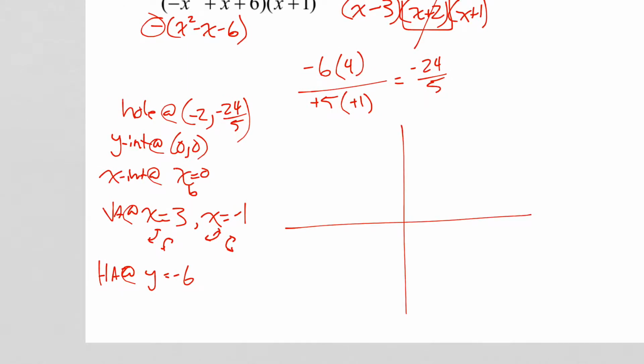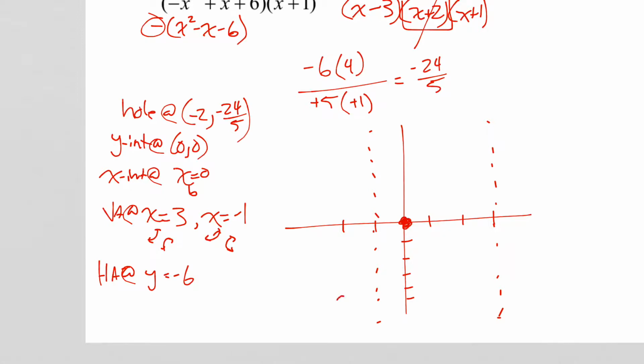Let's scoop and plot them. Vertical asymptote at 1, 2, 3. And negative 1. And 0, x-intercept at 0, right there, where I'm bouncing. Don't forget you're bouncing. And a hole at negative 2 and negative 24 fifths, which is like 1, 2, 3, 4, 5. It's like so close to 5.